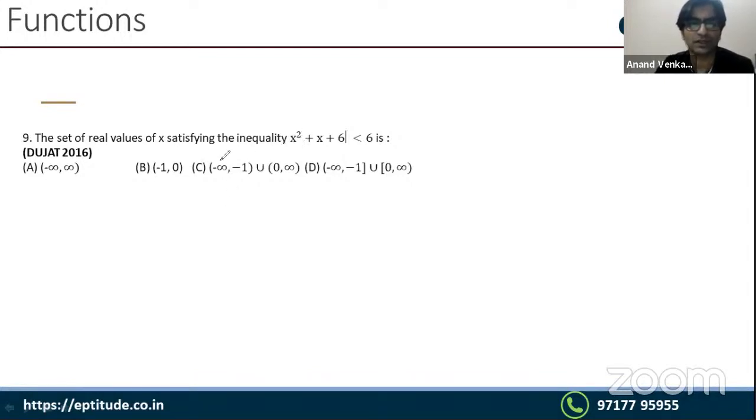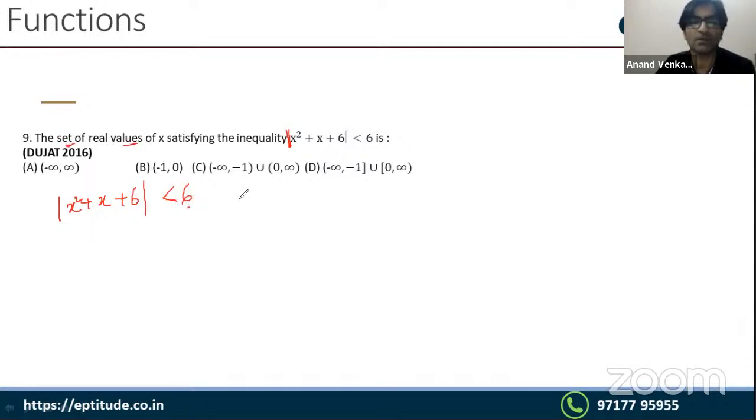Alright. So the set of real values of x satisfying the inequality. अच्छा यहाँ पे I think modulus रह गया है. Mod of x square plus x plus 6 is less than 6, right? I have it correct कर लीजिए. x square plus x plus 6 inside the modulus must be less than 6. Question says find the set of real values. Basically find the solution set.